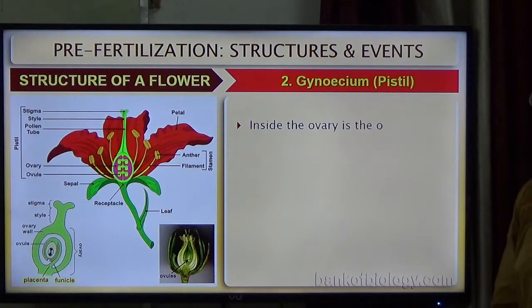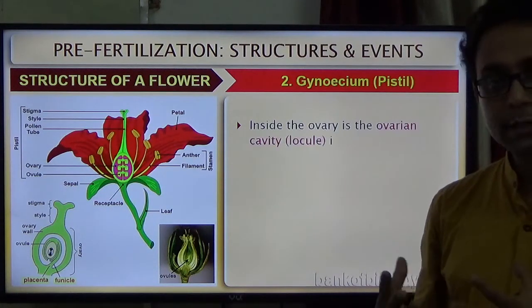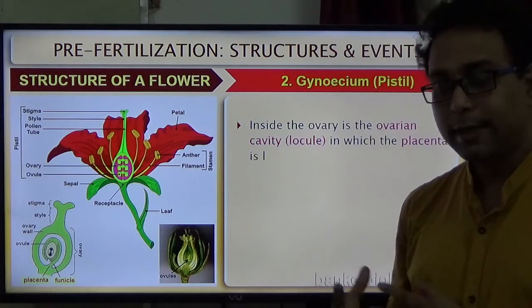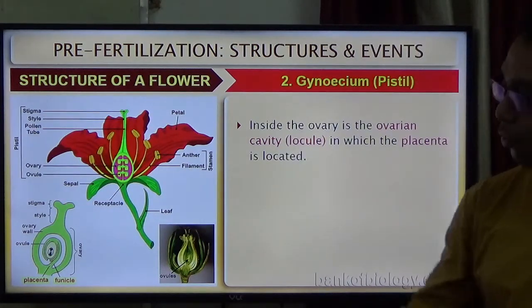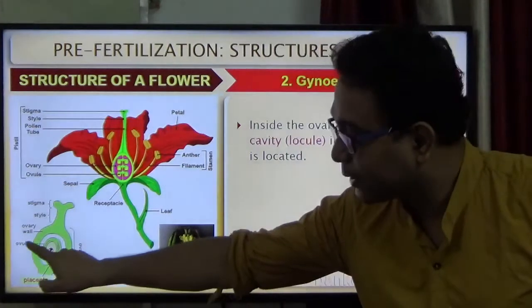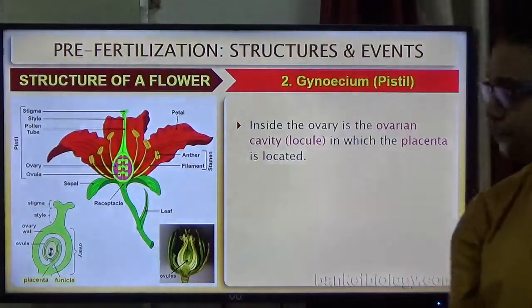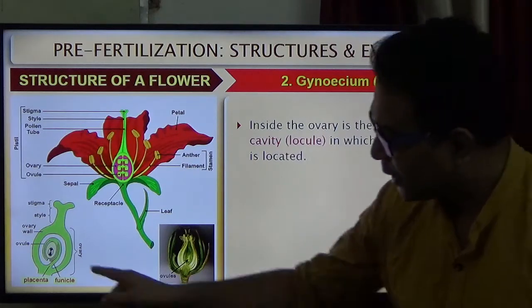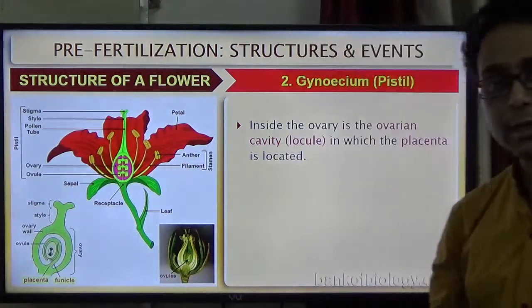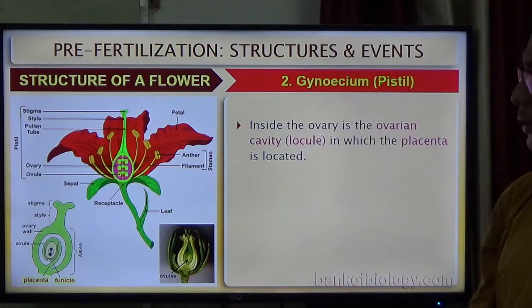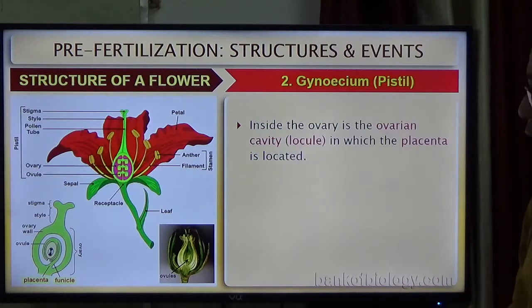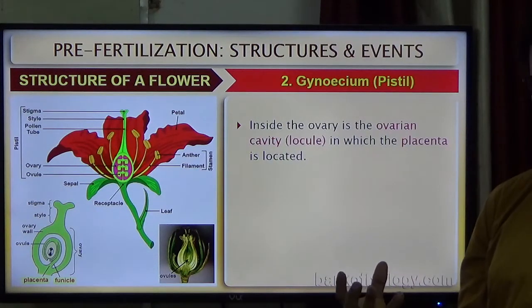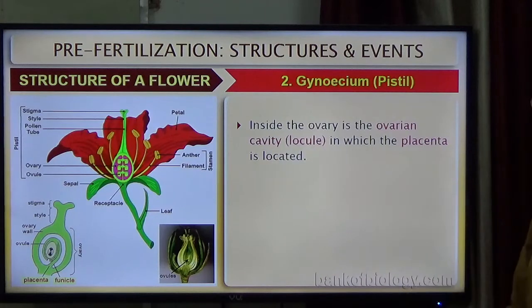Now we discuss what is inside the ovary. We already know that inside the ovary, the ovule is there. But where is it present? The ovule is present in a cavity inside the ovary. This cavity is called the ovarian cavity or the locule.